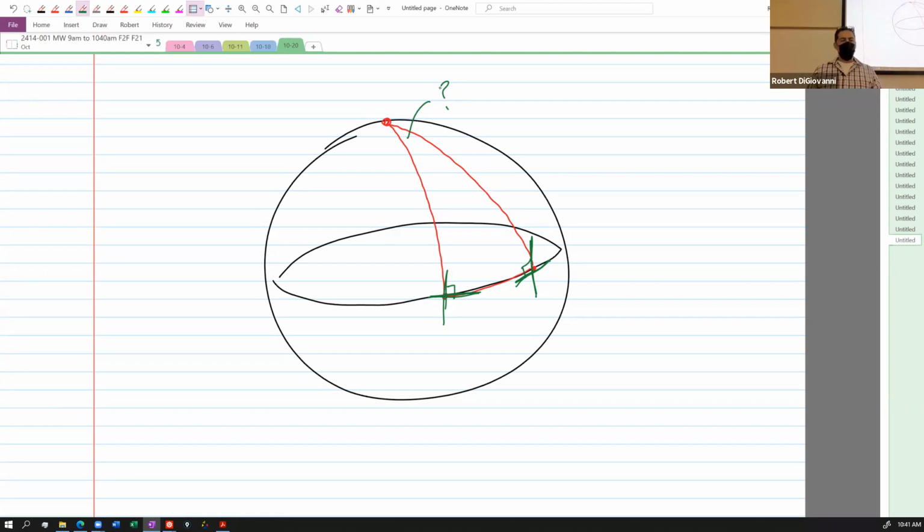There's another one, parallel lines. Do parallel lines ever intersect? Not in Euclidean geometry, right? But in what's called perspective geometry, they do.